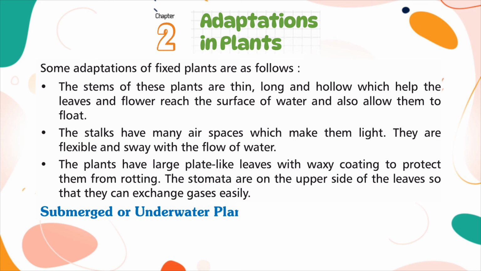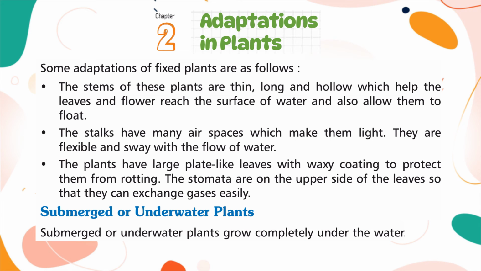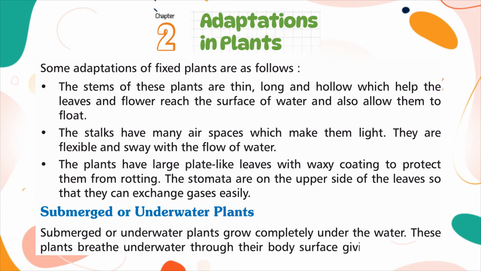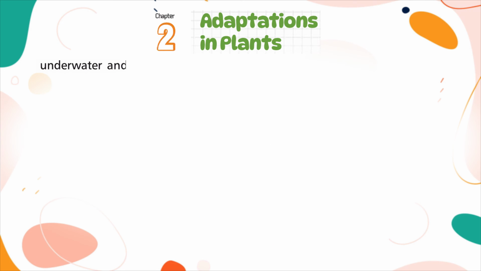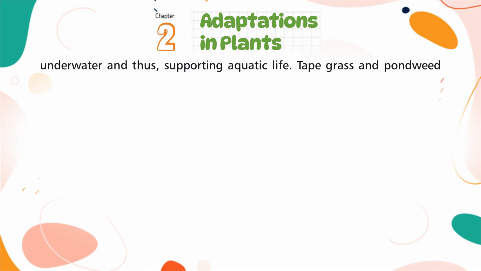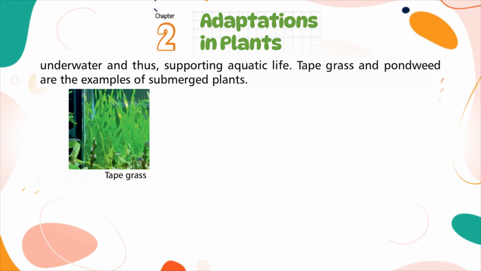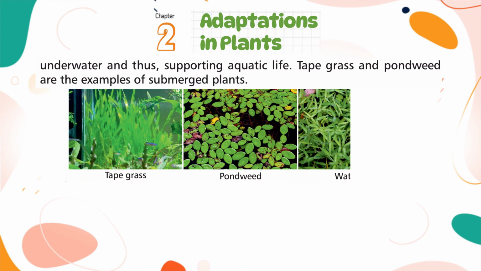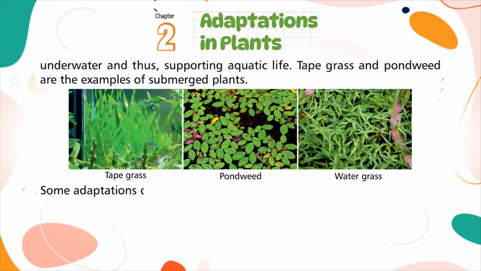Submerged or underwater plants. Submerged or underwater plants grow completely under the water. These plants breathe underwater through their body surface, giving out oxygen underwater and thus supporting aquatic life. Tape grass and pondweed are examples of submerged plants. Tape grass, pondweed, watergrass.